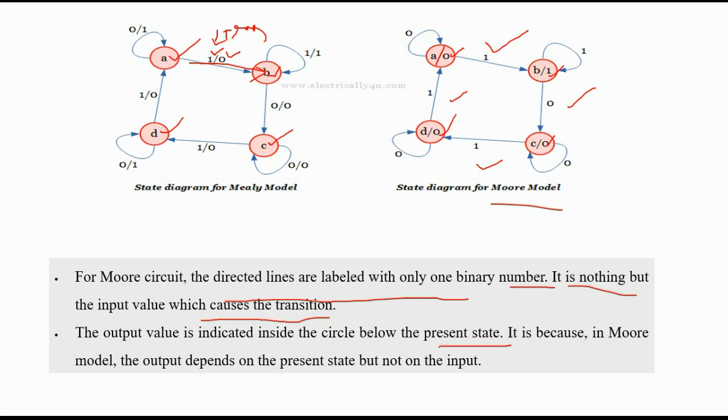In the Moore model, the output depends on the present state, not on the input. The present state itself decides where it goes. This is about the Mealy model and Moore model. In the case of the Mealy model, each transition contains the input and the corresponding output. So the input is 1, and the output is also 1.